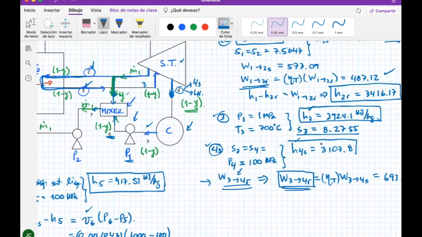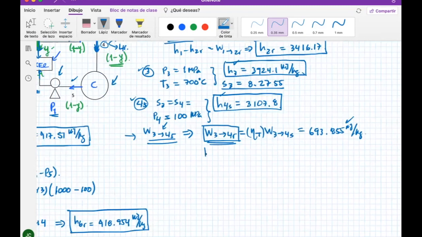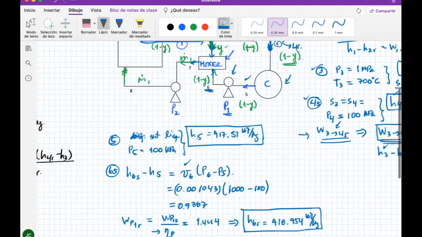This is H4s. I didn't get H4R, which was a mistake. I don't think I can find it around here. Hopefully I don't need this H4R. I mean, you can calculate H4R, right? This is the same thing as H3 minus H4R equals 693.8555. You already have H3, and you don't know H4R, so you can get it. But I don't want to waste time, so let's go to another important part.